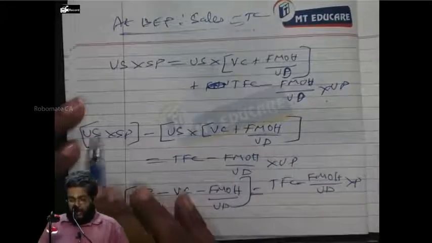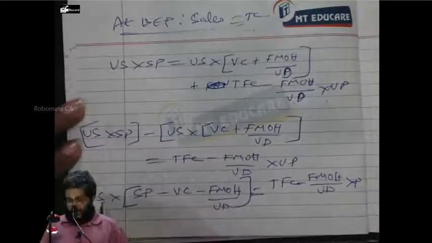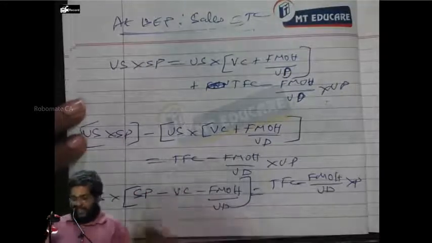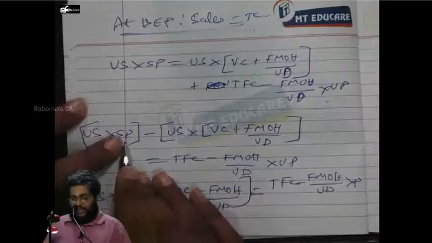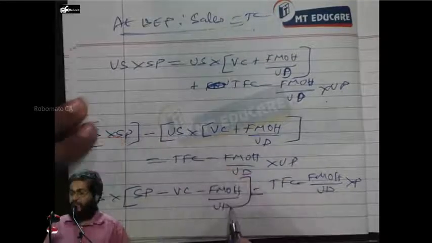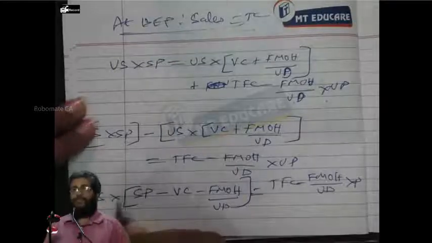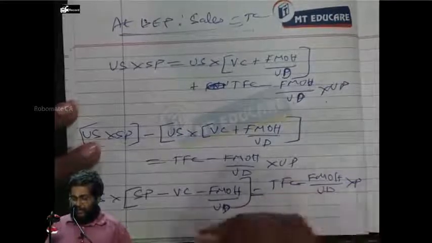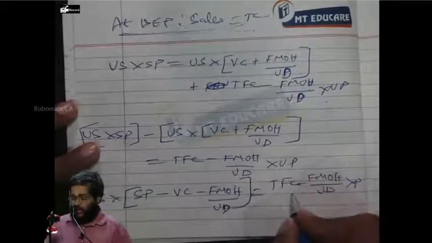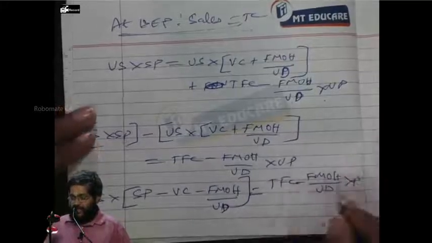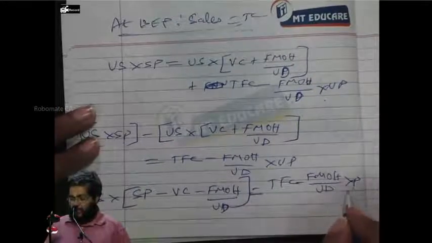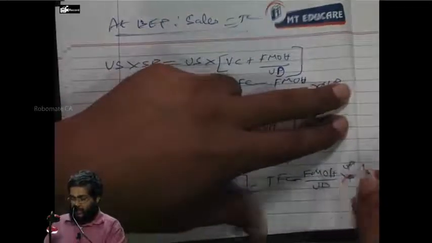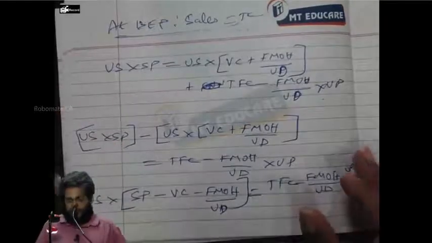Respond, yes or no? Now, is unit sold common here or not? Yes, right. Unit sold into selling price minus VC minus FMOH by UD is equal to, please tell me, total fixed cost minus FMOH by UD into UP. Respond, yes or no?